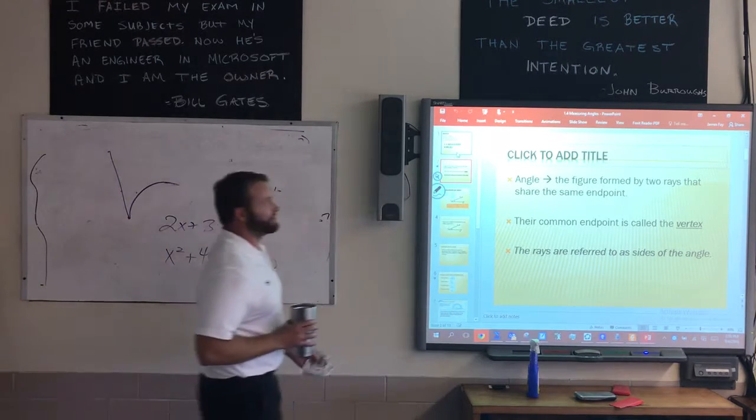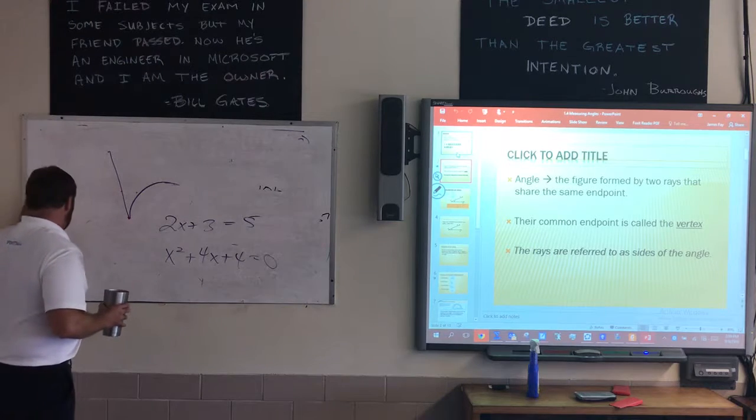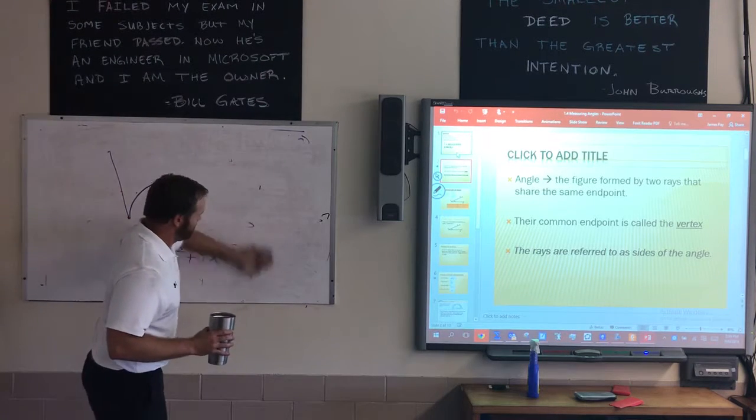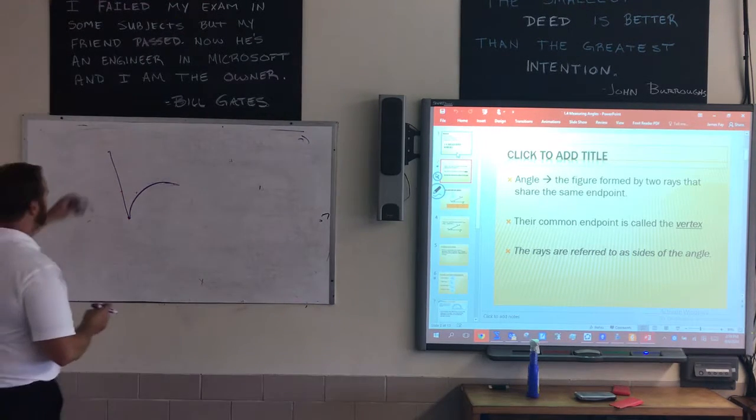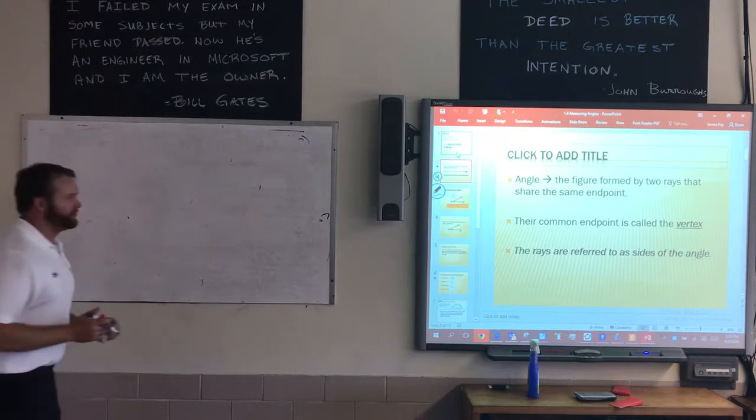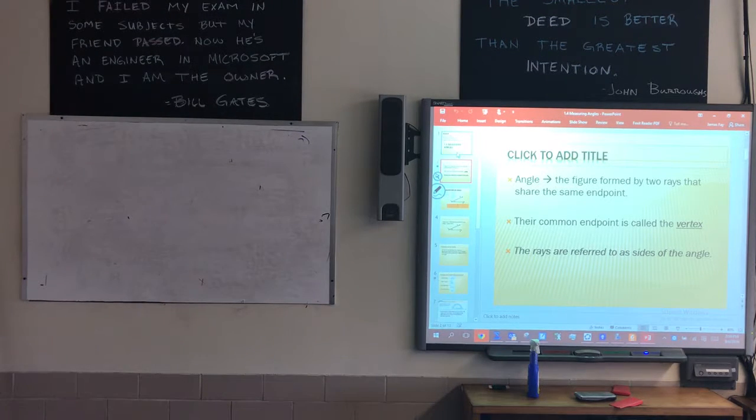An angle, by definition, is the figure formed by 2 rays that share the same endpoint or have a common endpoint. We call that common endpoint, or that endpoint that they are sharing, the vertex. And we refer to the rays of the angle, we just generally call those sides.